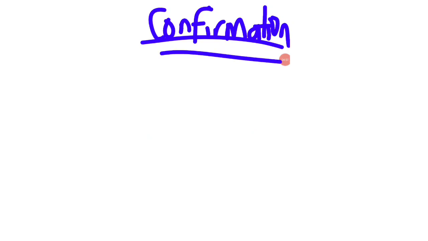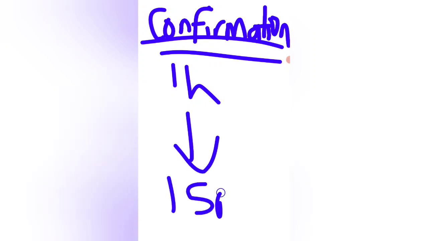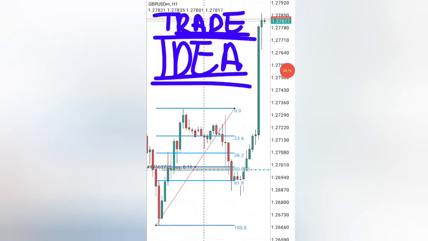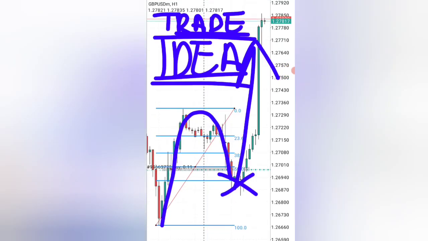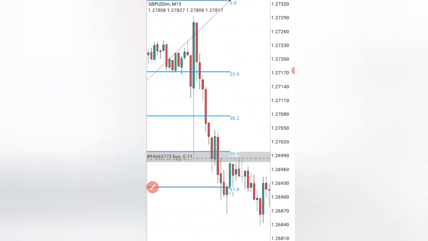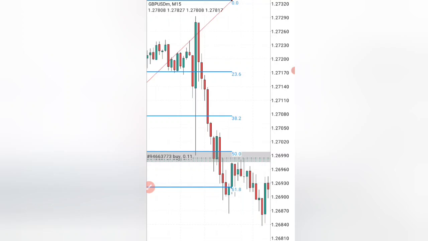Now for you to look for confirmations, you now have to go from the 1 hour time frame and go down to the 50-minute time frame. Since now we have the main trade idea, which is for the market to come down to the 1.8 level and then buy like this, we now need to go down to the 50-minute time frame to actually look for confirmations that it can actually give us the exact point for us to enter and actually go up.